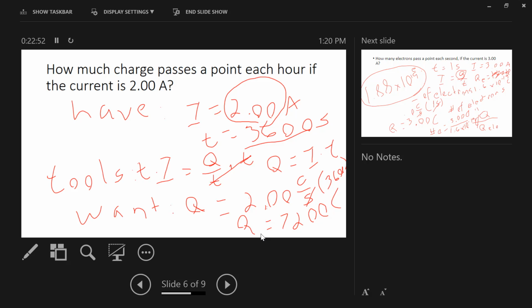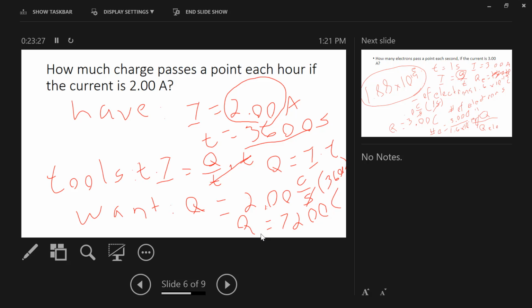Well, now we'll plug in our current, which is 2.00 amps, and we'll plug in our T, which is 3,600 seconds. Why did I put an hour into seconds? What is the unit amp equivalent to? Coulombs per second, not coulombs per hour, right? So the time that it gives us is 3,600 seconds. Do you agree that there are 3,600 seconds in an hour?